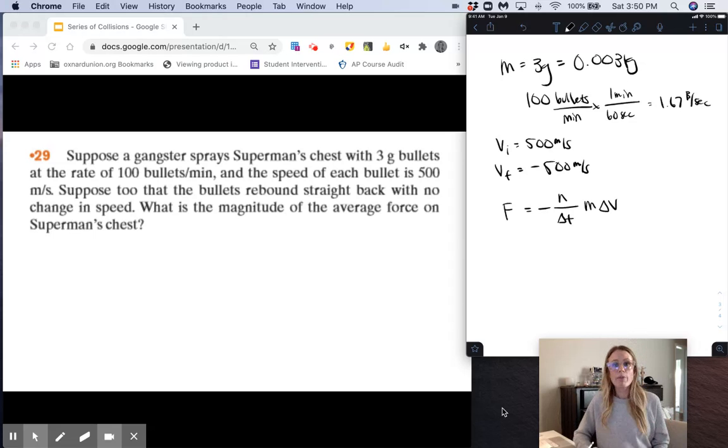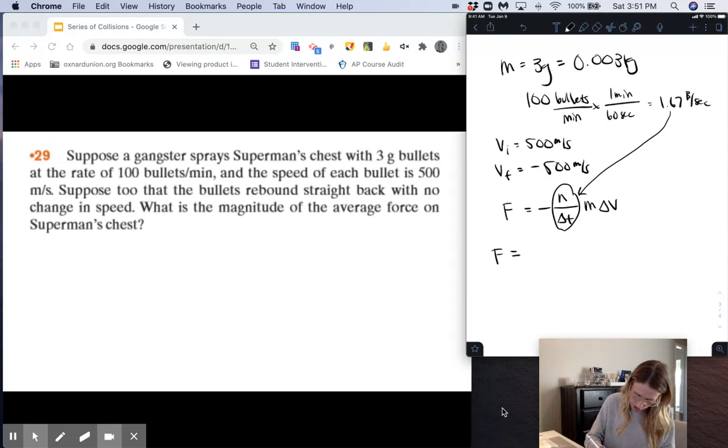So remember the rate, they gave us 100 bullets per minute, which we converted to 1.67 bullets per second. That is this number right here, our N over delta T. So this is the rate of those projectiles. We're also given the mass of the bullets, and we're given our initial and final velocity. So now we can just plug everything in in order to find our average force.